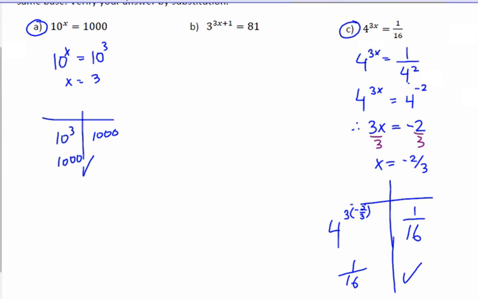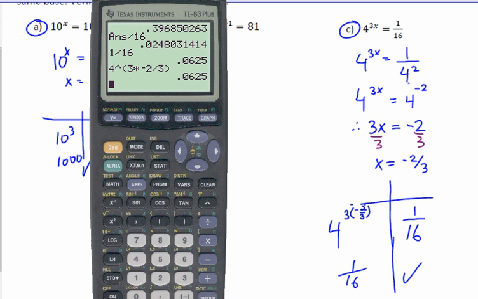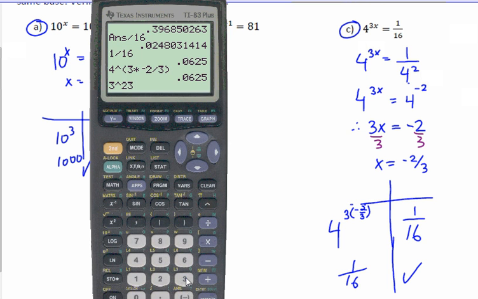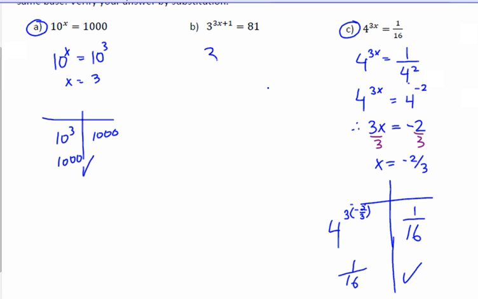Okay, middle guy. We want to make them the same base, so who are we going to change? 81, so we want its base 3. So 3 squared, isn't it? 3 cubed, isn't it? 3 to the 4 it is. So we write 3 to the 3x plus 1 equals 3 to the 4.